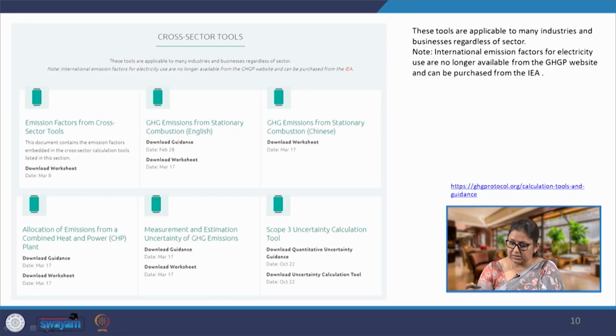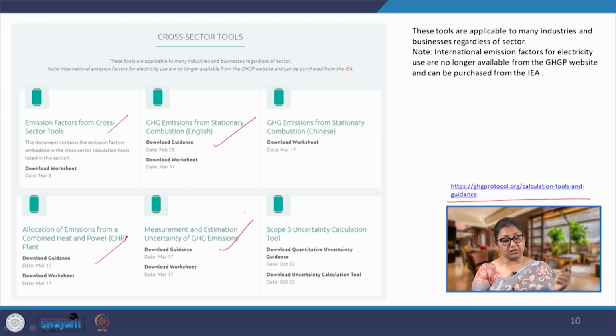You can look at the web page of the GHG protocol, and there you would find, for example, cross sector tools. This one is for stationary combustion, but is valid across the sectors. This particular one is emissions from combined heat and power. This is for uncertainty of GHG emissions. How can we measure and estimate the uncertainty of GHG emissions? That also requires a separate calculation. So, all these tools are available under the cross sector tools.